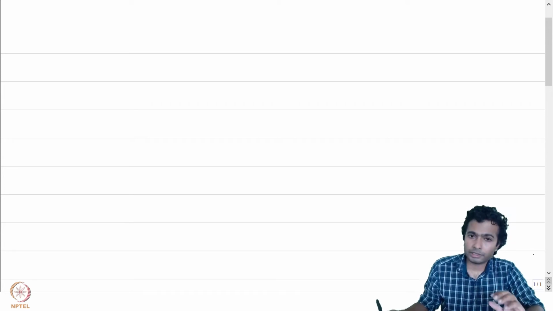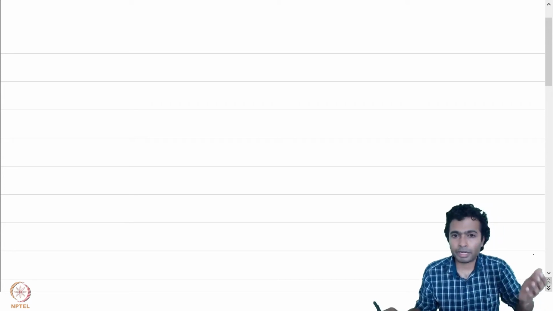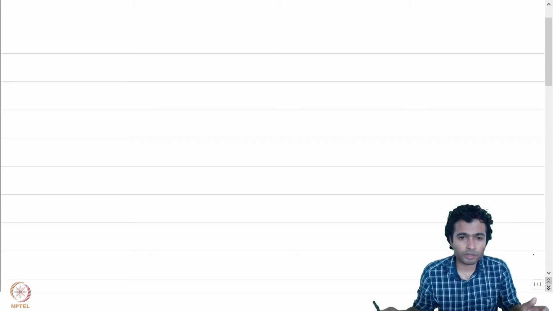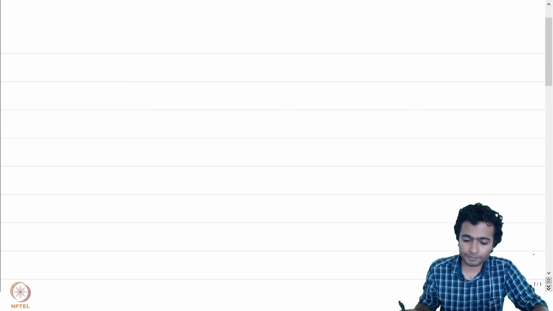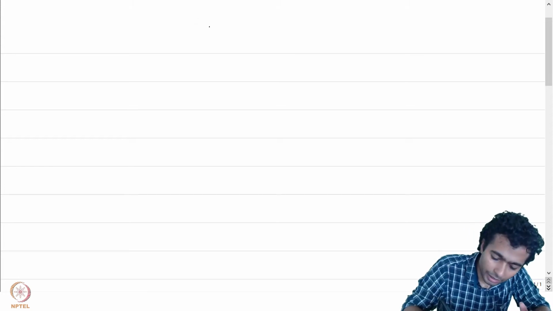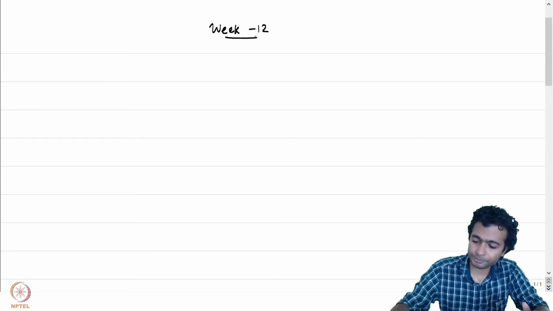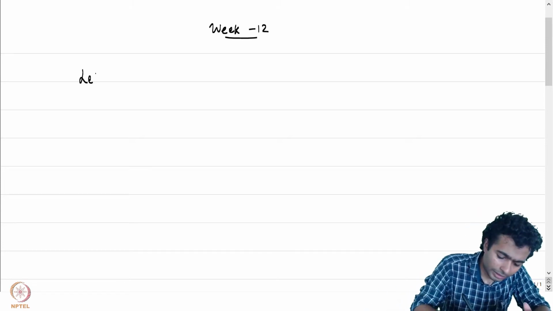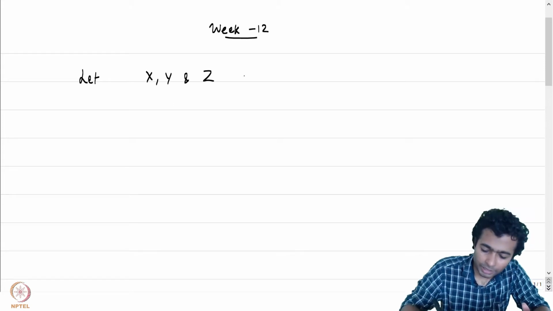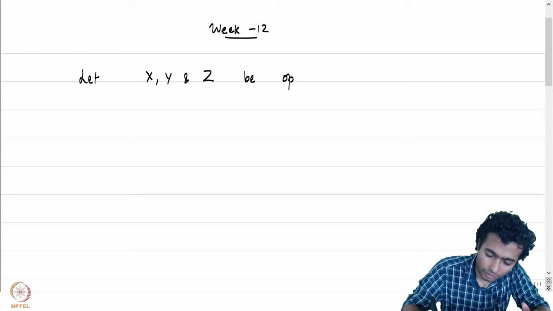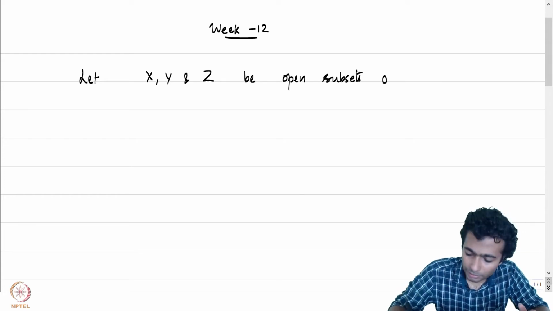However, before that, let's develop some machinery which is needed to indeed prove Picard's theorem, namely that of covering spaces. In this lecture, we will define what is meant by the lifting property of maps, and we will prove some properties of lifts. So let me start by defining what is meant by lifting. Let X, Y and Z be open subsets of C. No need to impose the condition of connected yet.